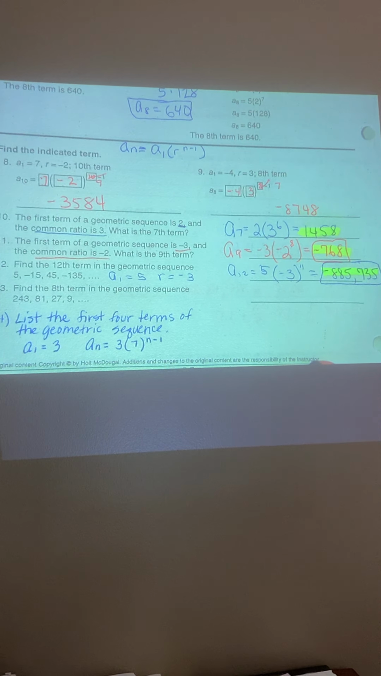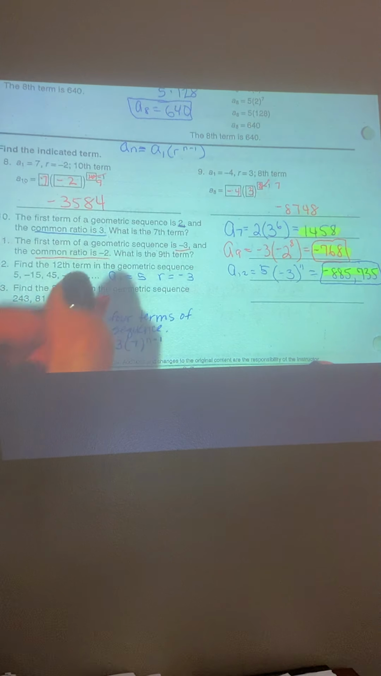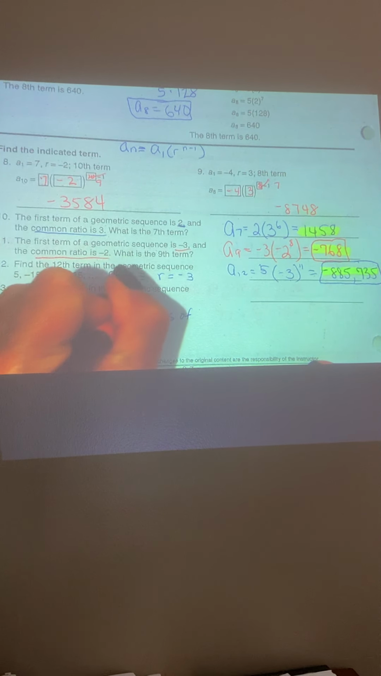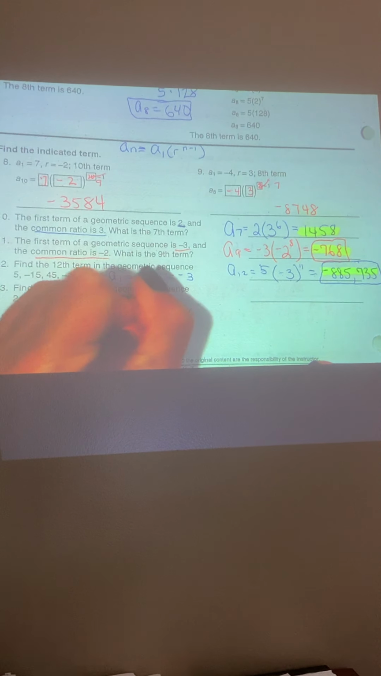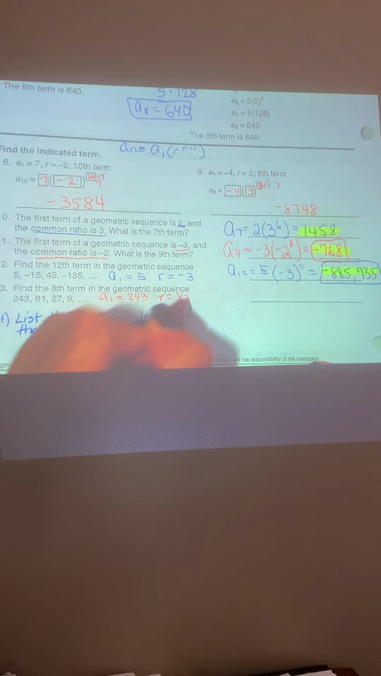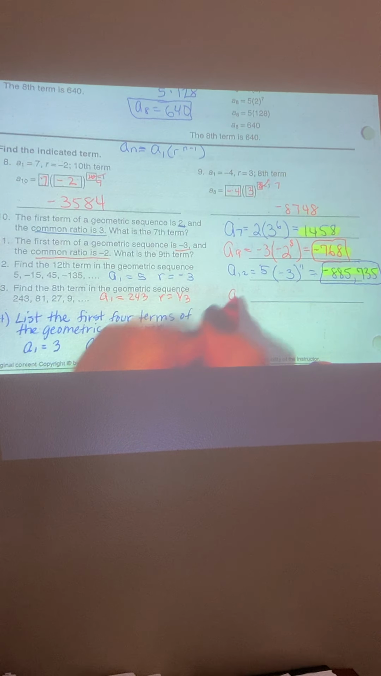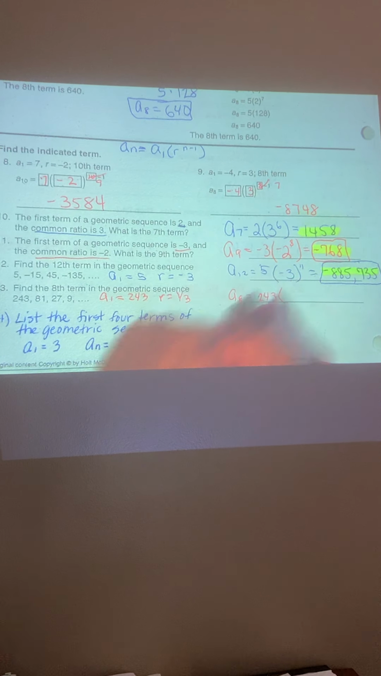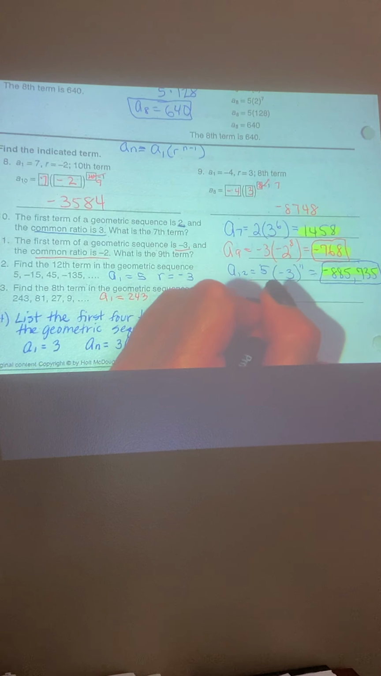All right. Find the 8th term. Okay, first term, 243. And common ratio. Now, common ratio looks like we're dividing by 3. So it's 1/3. All right, got to talk about this one. So we're finding the 8th term. So A_8 equals 243 times 1/3 to the 7th.